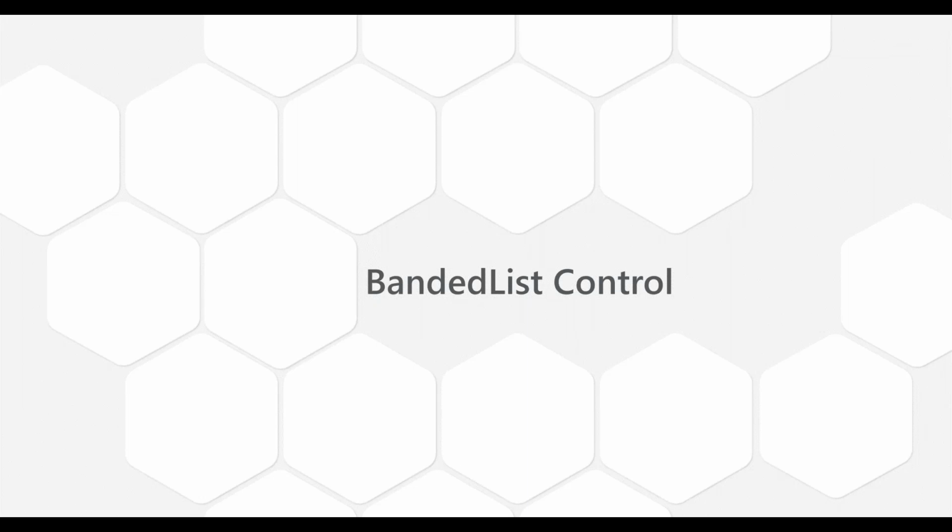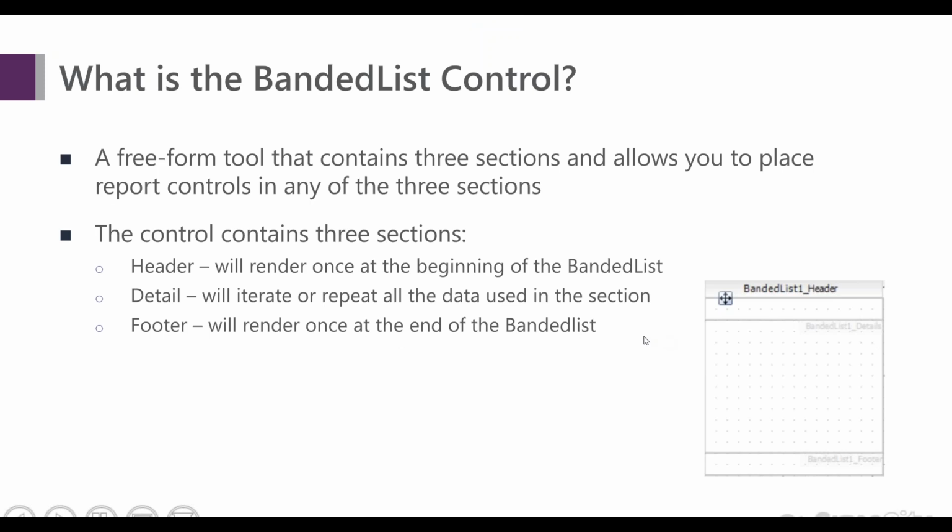So let's transition and take a look at the banded list control. So what is the banded list control? The banded list control is a free-form report control that contains 3 sections and allows users to place other controls in any of these 3 sections. There's a header section, which is located at the top. There's a detail section, which is located in the middle. And then there is a footer section, which is located at the bottom.